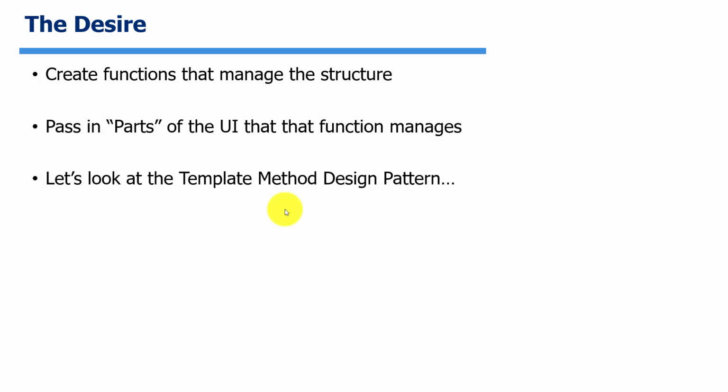So what we'd like to do is have some kind of function that can manage that structure for us. And hopefully we can just pass in chunks of the user interface that that function will manage. And that function handles the layout, it handles the setup of the modifiers. And that way we have that commonality for the setup that all the screens can use and yet have their own special functionality that's specific to that screen still be present.